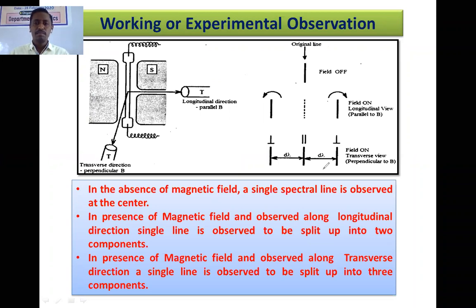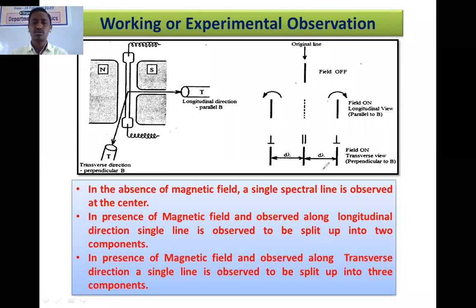Both the pi component and the sigma components exist. The outer components are plane polarized in a direction perpendicular to the direction of the magnetic field, and the central component, called the pi component, is plane polarized in the direction of the magnetic field. So this is about the experimental observations obtained in a normal Zeeman effect. This effect is called the transverse normal Zeeman effect.